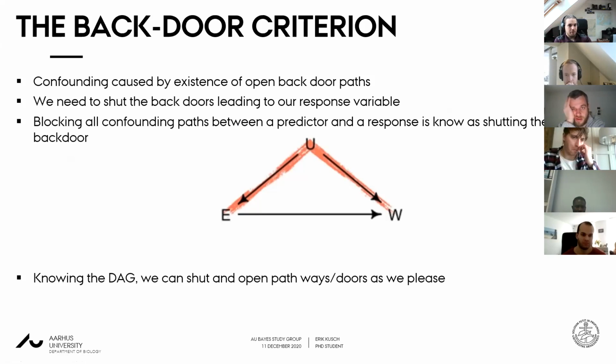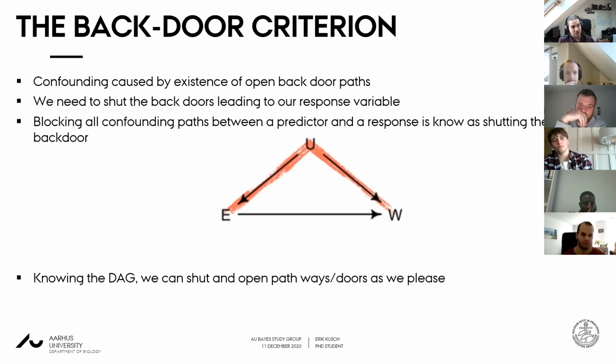Confounding, which is a bad thing for us, is caused by the existence of open backdoor paths, as they are called. We need to shut all of these backdoors or paths that lead to our response variable. So in this case, E leading to W is the direct path we're interested in, with a backdoor going from E to U to W.